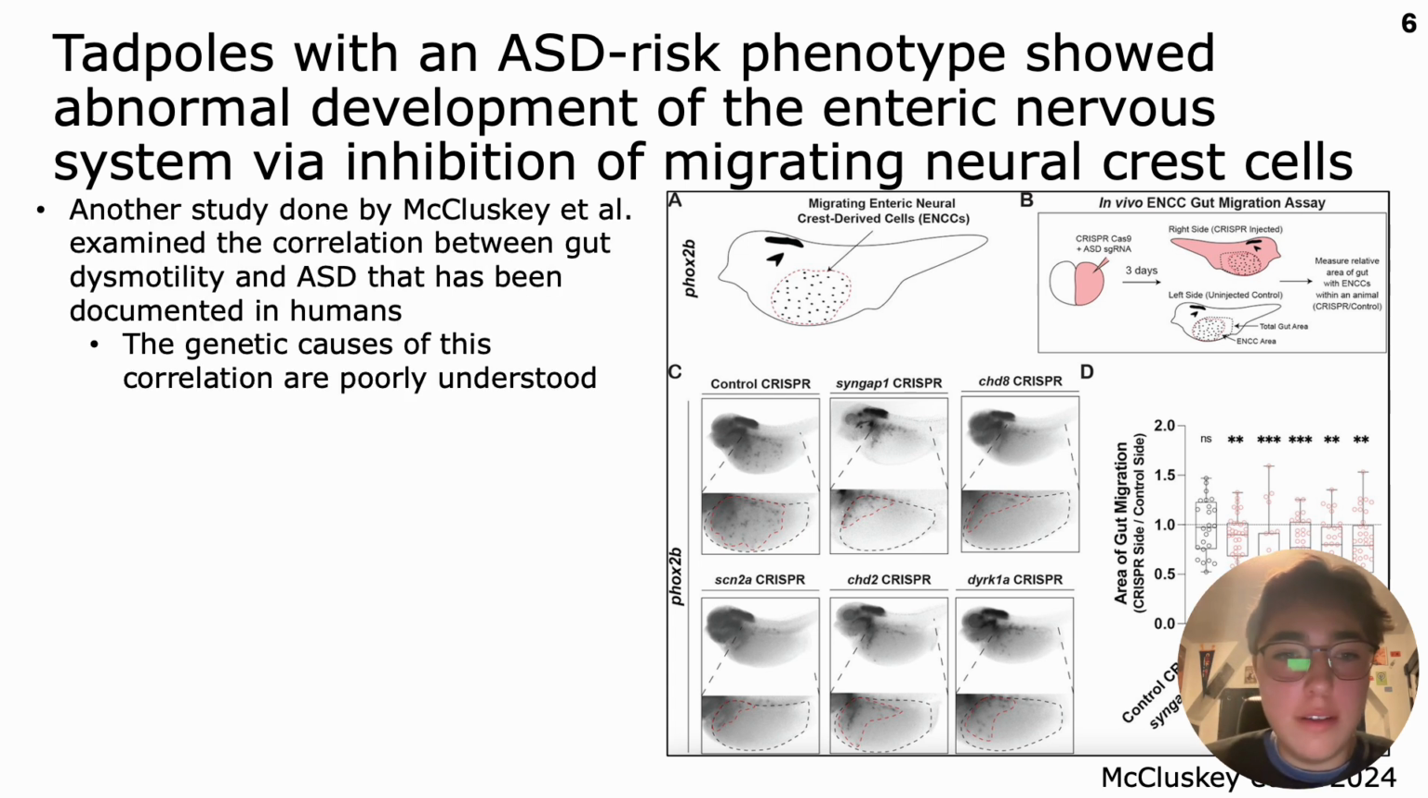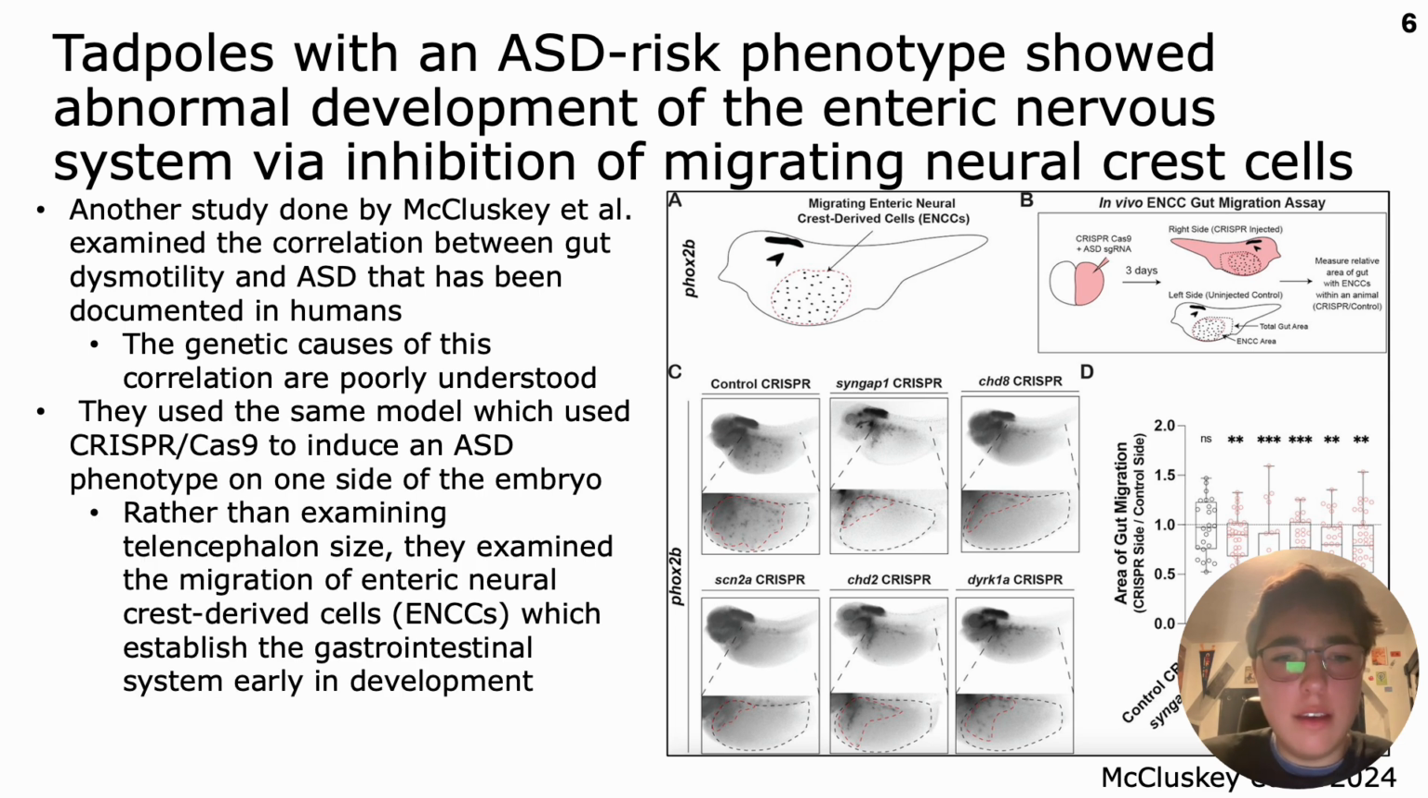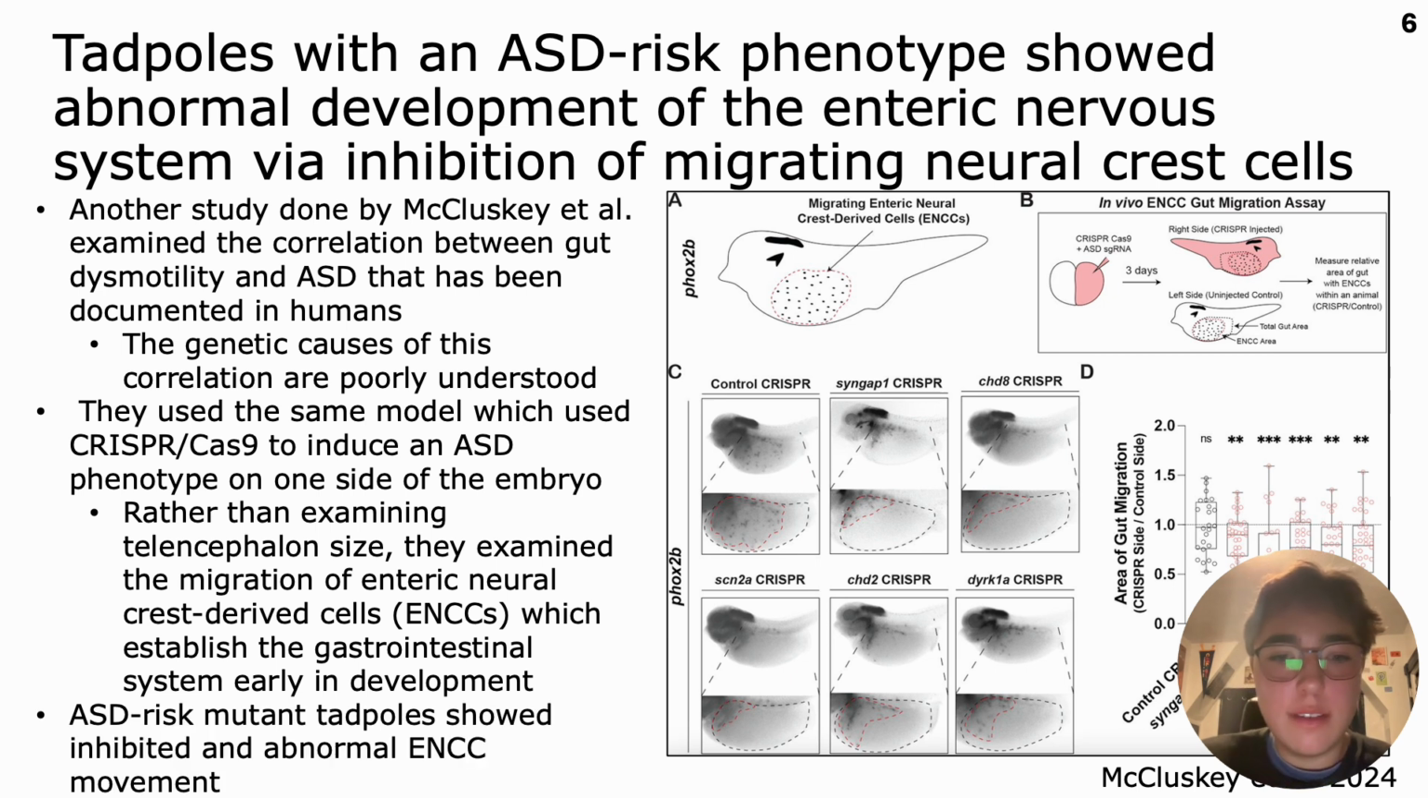What they found was that the CRISPR-Cas9 mutants that were ASD mutants, done in the same way as before, when they tracked neural crest cell migration to form the enteric nervous system, their migration was greatly inhibited. They developed abnormally, and where those neural crest cells ended up developed very abnormally. That's pretty interesting, because a correlation has been shown between gut dysmotility and ASD in humans, but there's not really any work that's been done on the genetics behind why, and this could be why.